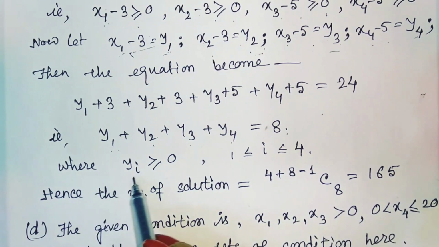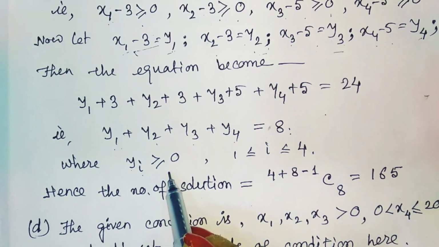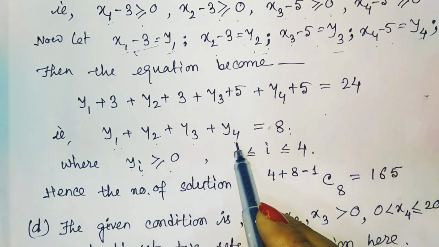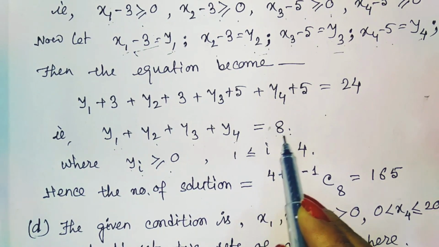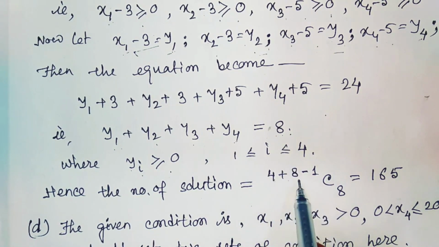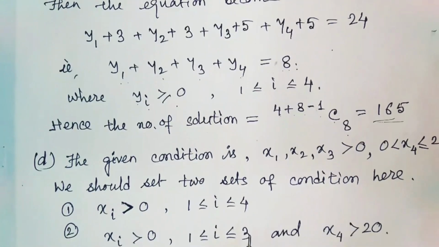So here each yi is greater than or equal to 0, hence the initial basic condition holds, and the solution is 4 plus capital N, meaning 8, minus 1. So 4 plus 8 minus 1 C 8. If you simplify, we get 165.